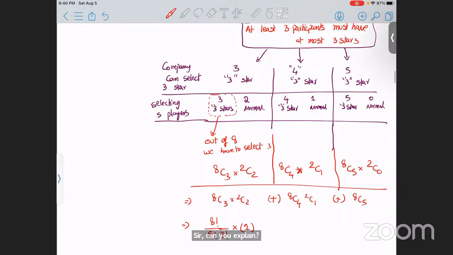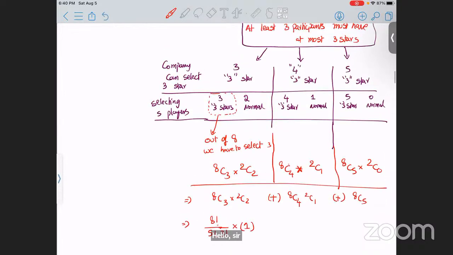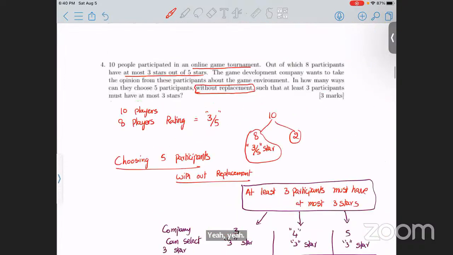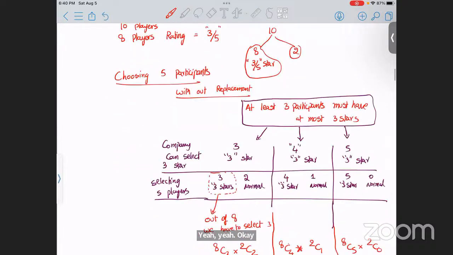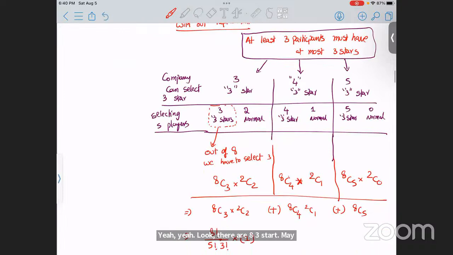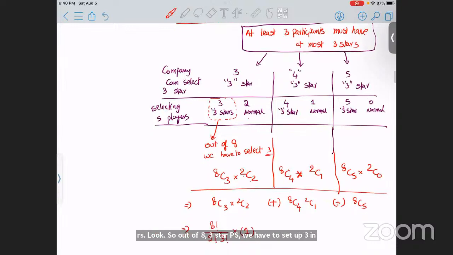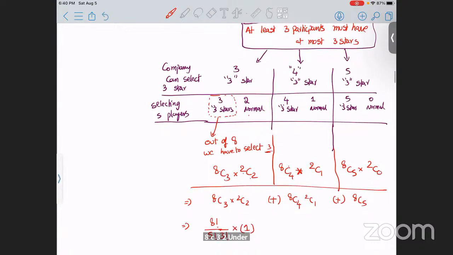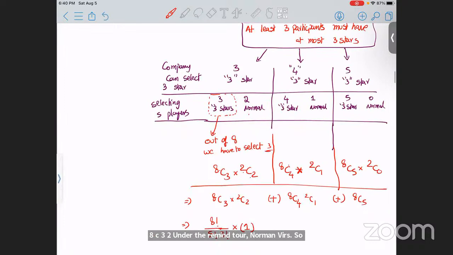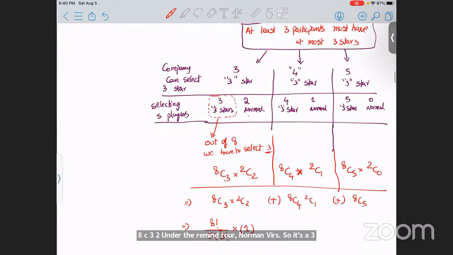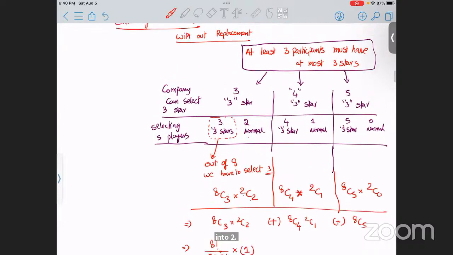Can you explain it again? Which one? Look, there are 8 3-star players. Out of 8 3-star players, we have to select 3 in the first case: 8C3 into 2C2. And the remaining 2 are normal players. So 8C3 into 2C2. Okay? Or should I explain this? How 3, 4, 5 star?